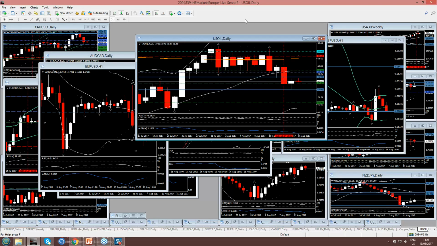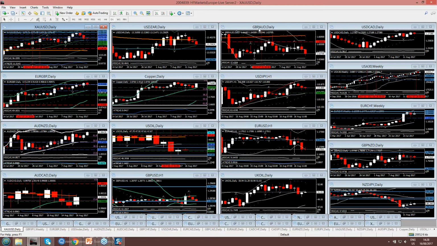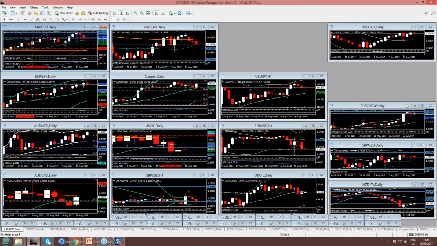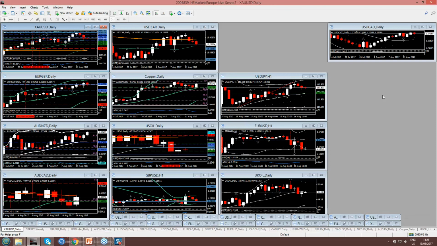Well, there's too many windows on it for a start, isn't there? So let's just try and tidy it up a bit. So tile it. So lots on there. Let's get rid of all the ones we're not looking at today. Not looking at that. We're not looking at that. Not interested in that. We're not interested in that.